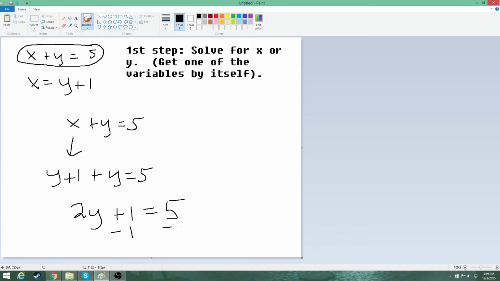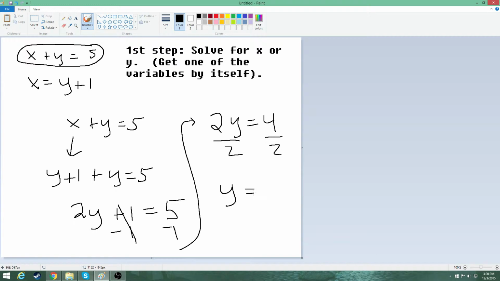Subtract 1 from both sides. And what that does is that leaves us with 2y equals 4. Divide both sides by 2. And y is equal to 2. Okay, so we have our y value. We need our x value. Remember, the solution to the system is a point.